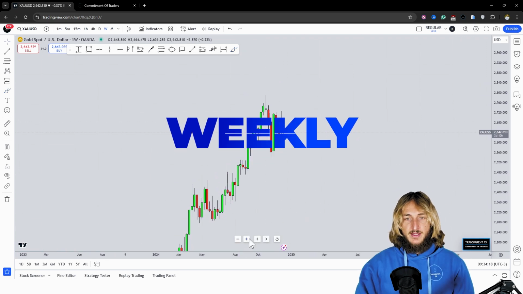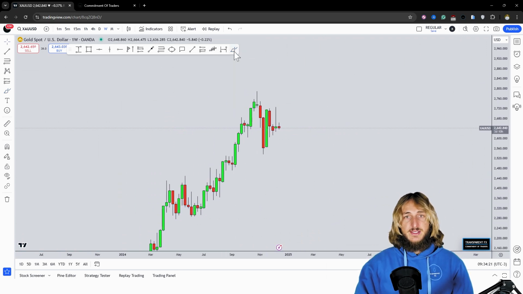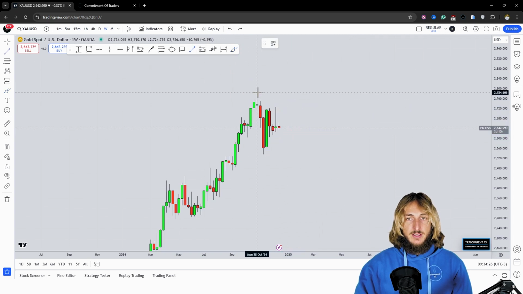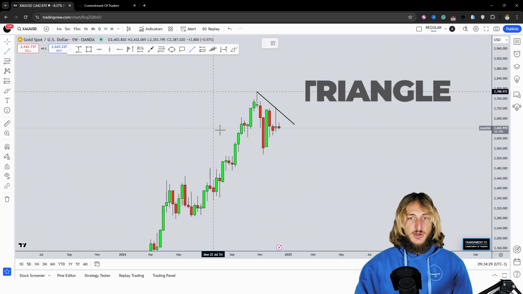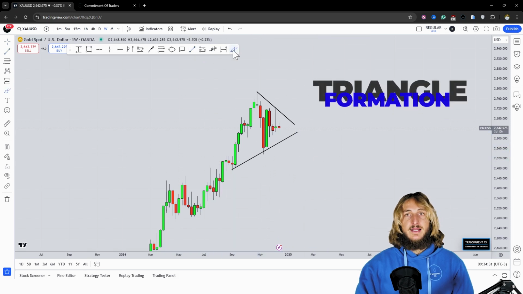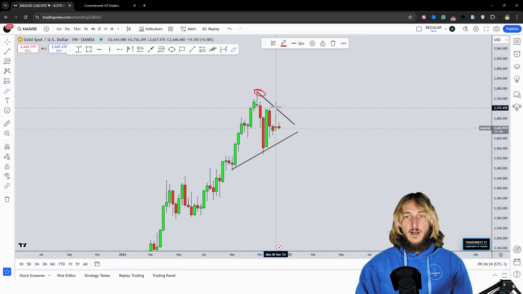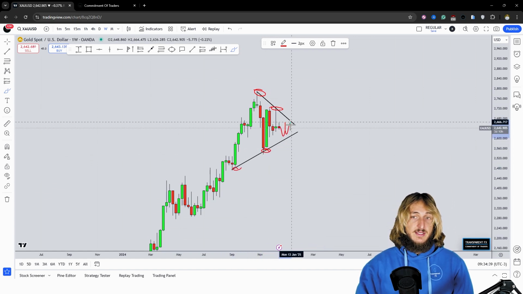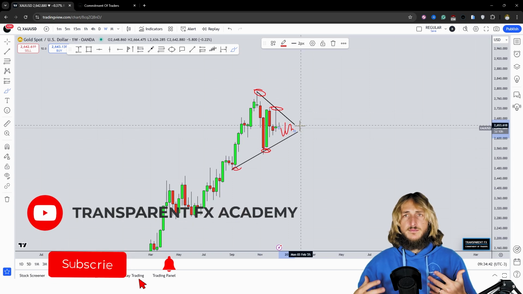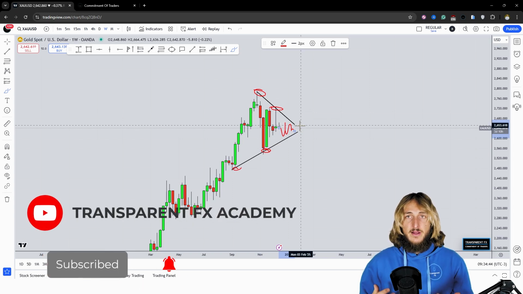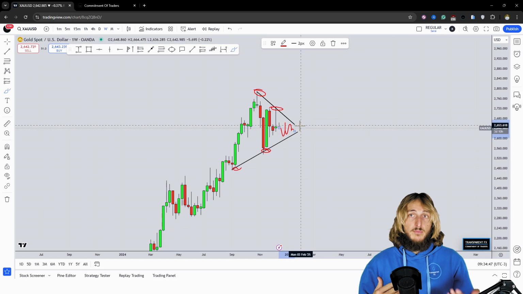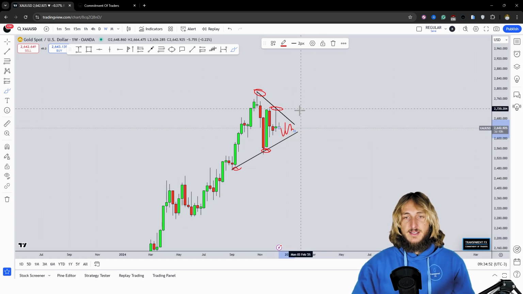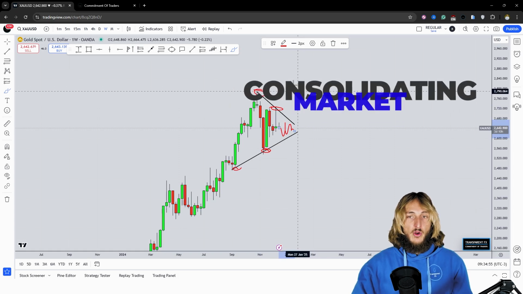Now, from a weekly perspective, what we can notice is that at the moment we have simply a consolidating market from a weekly standpoint, creating this triangle formation. So when there is a triangle formation, it essentially means that the market is at the same time creating lower highs and creating higher lows. And at some point, this means that essentially there is no clear prevailing force in the market. So neither the bulls nor the bears are in control of this market at the moment. And it is simply sideways price action, or better said, it is a consolidating market.